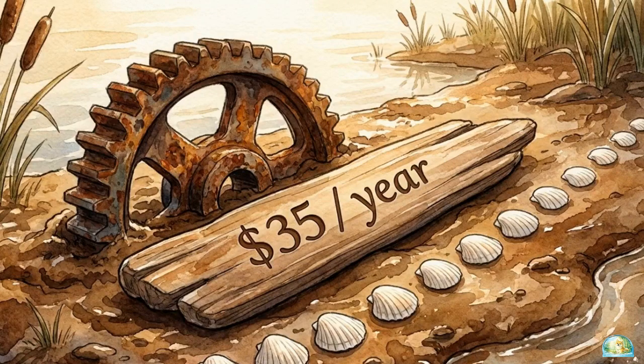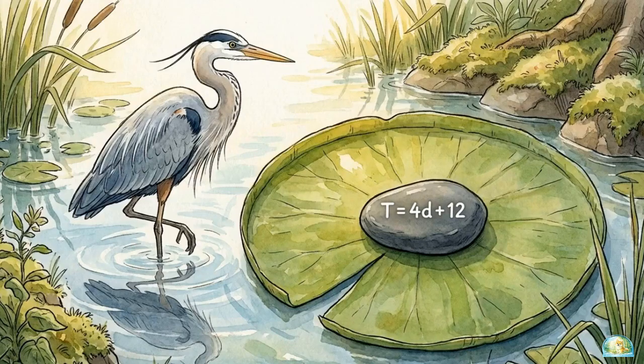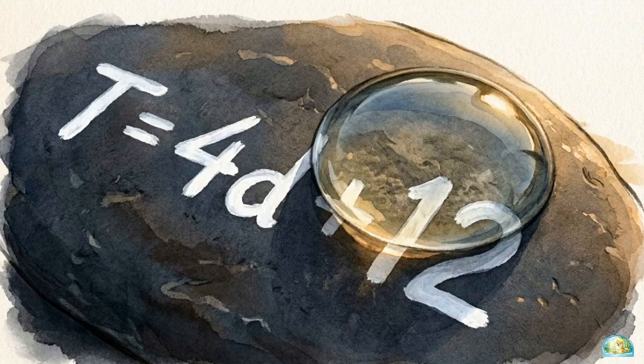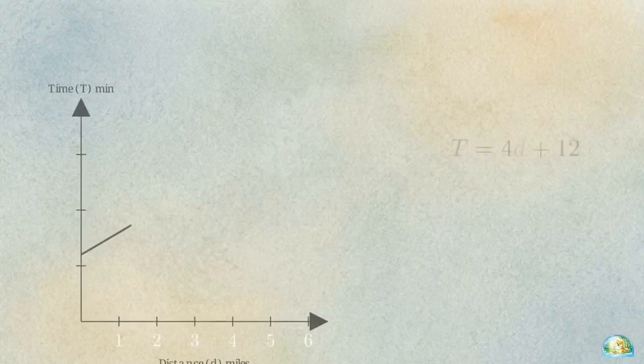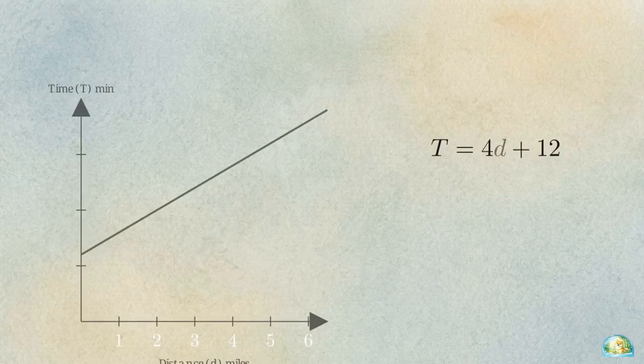This graph plots the delivery time equation. When we substitute 0 for distance, the first term disappears, leaving exactly 12. The line crosses the vertical axis at 12. This intercept represents 12 minutes of fixed starting time before travel distance is factored in.